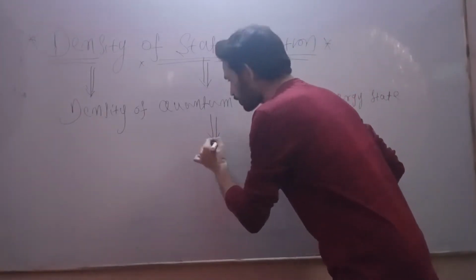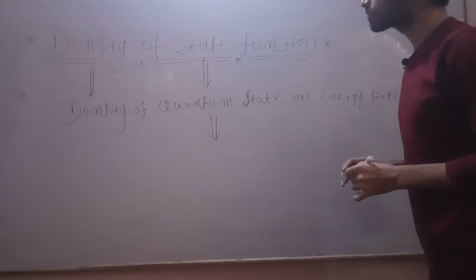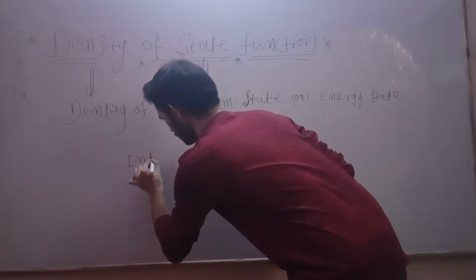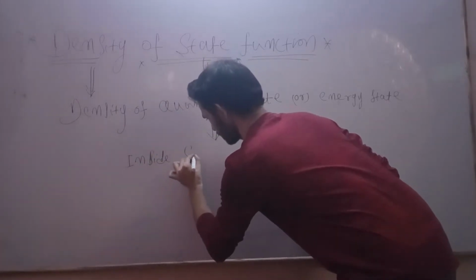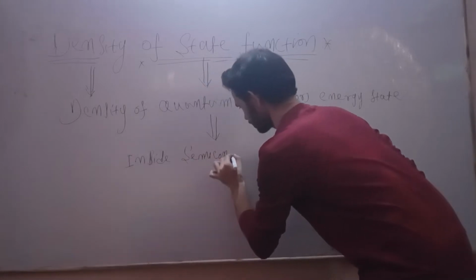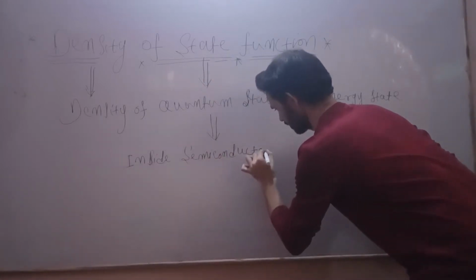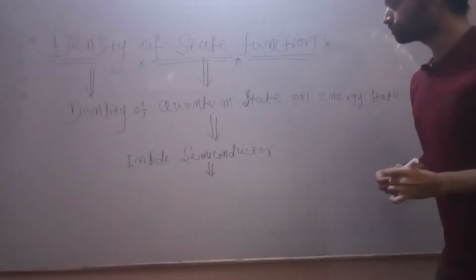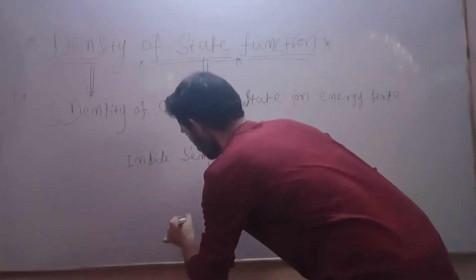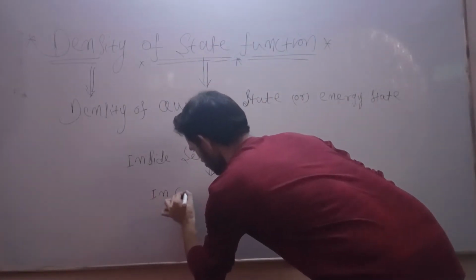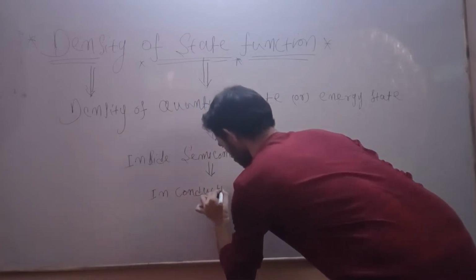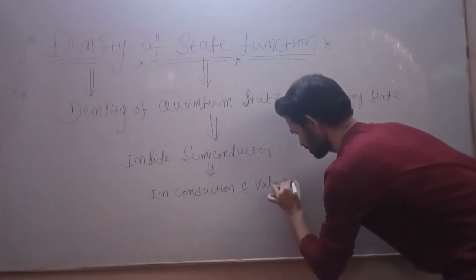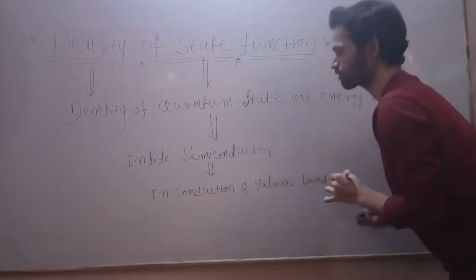Where do we want to find this density of energy state or quantum state? Inside a semiconductor. Inside the semiconductor where? In the conduction band and valence band. Okay, so here we want to find what?